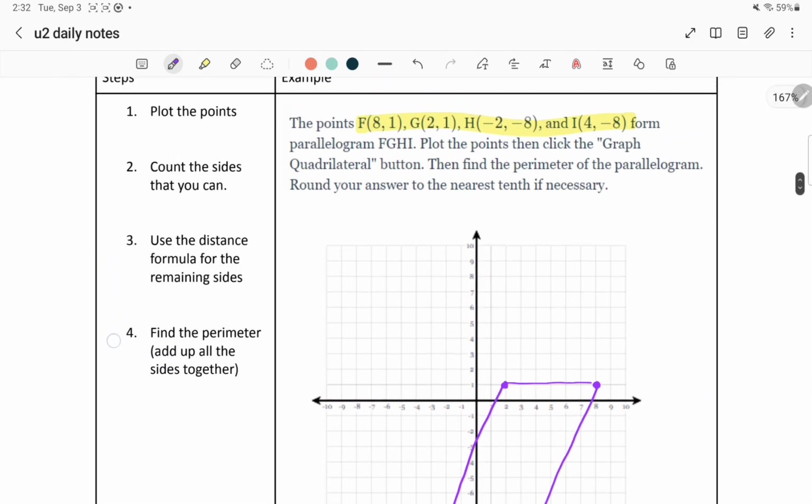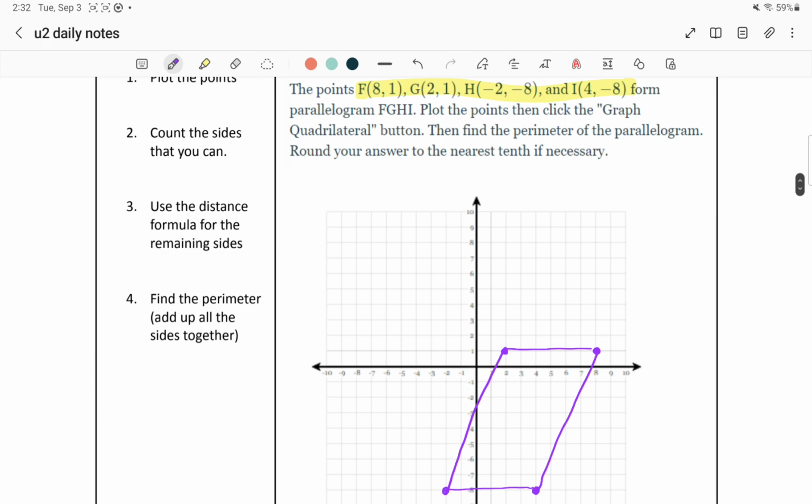And we know a couple things about parallelograms. We know that this side and this side are the same length, and we know that this side and this side are the same length.